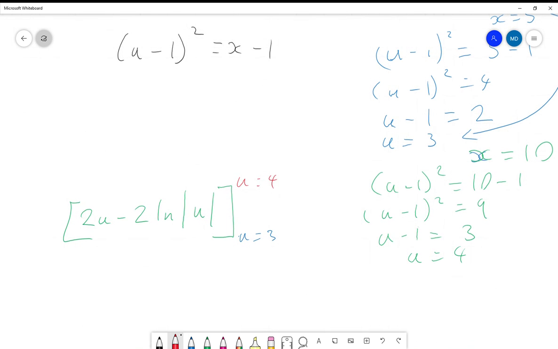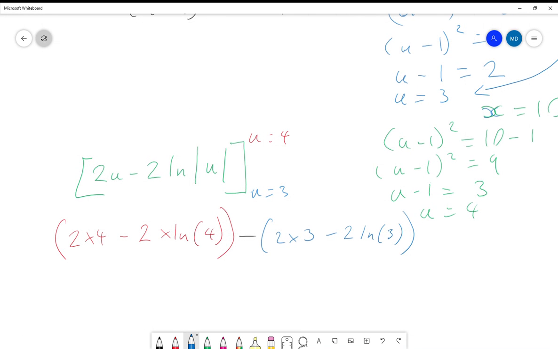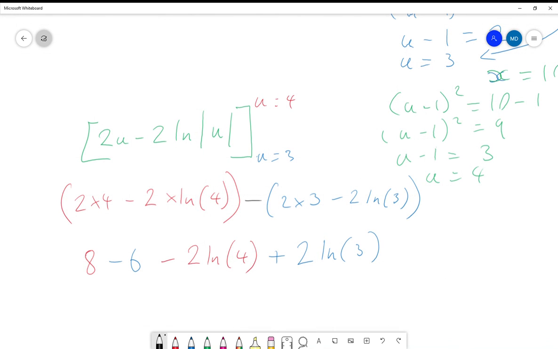We'll plug those limits in and we get 2 times 4 minus 2 times the natural log of 4, and now we don't need the modulus because we're definitely dealing with positive numbers, minus 2 times 3 minus 2 times the natural log of 3. And evaluating that, that's going to give us 8 minus 6 minus 2 ln 4 plus 2 ln 3, which is going to be 2.